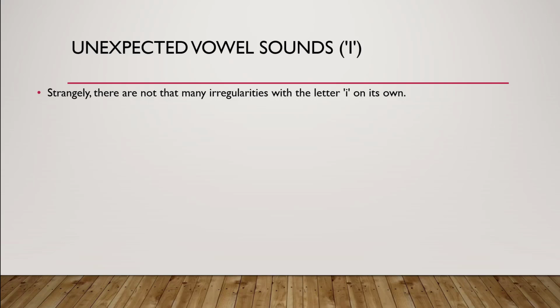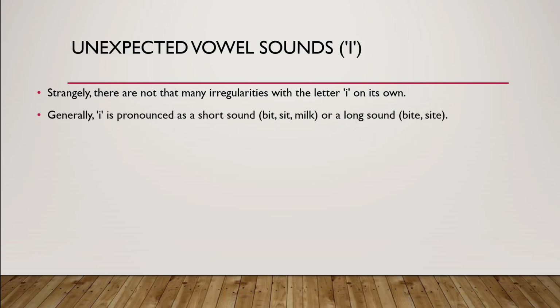Now, strangely enough, the letter I generally tends to behave itself. So we have this short sound like bit and sit and milk, or we have this long sound like bite and sight. And here we see what we mentioned earlier, with the E at the end makes the vowel before it say its name. So bite, sight is the letter I. But we do have a few exceptions for the letter I that I could think of. So family generally gets ignored.